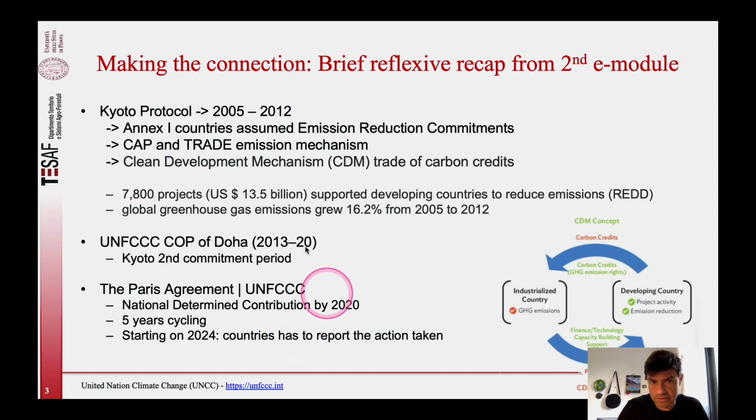So it's a new mechanism. It's also connected to the cap and trade, but goes a little bit beyond in terms of a commitment of countries, not just from the Annex 1, the industrialized countries, but all the countries. If I remember well, until 2020, we have 192 countries that already presented their nationally determined contributions.